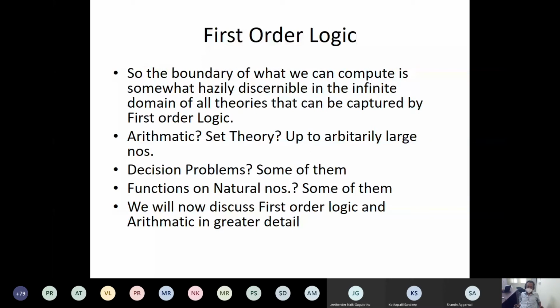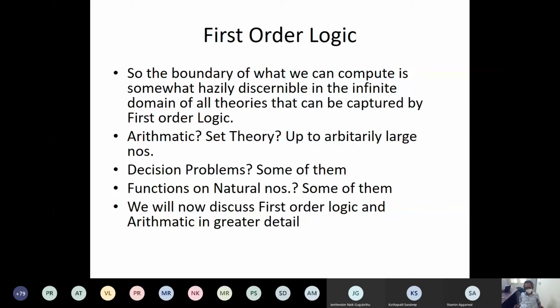So the boundary of what we can compute, what we cannot compute, what we compute only partially, is somewhat hazily discernible in the infinite domain of all theories that can be captured by first order logic. So can it capture arithmetic? Can it capture set theory? We know that a real infinite set we will not be able to handle, but at least up to arbitrarily large cardinality, the answer is yes.